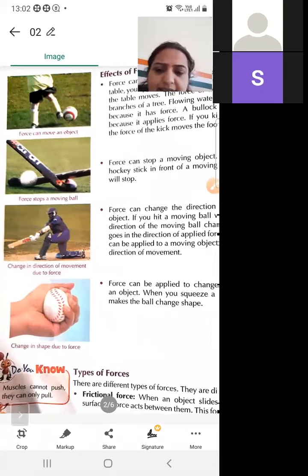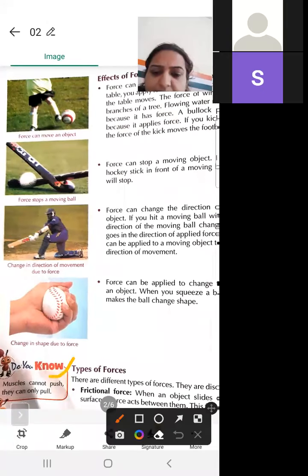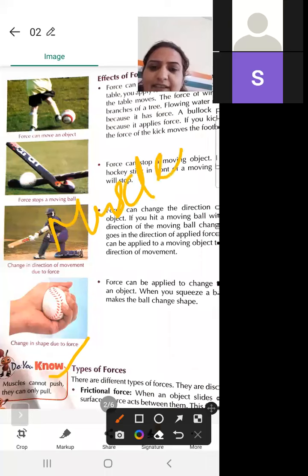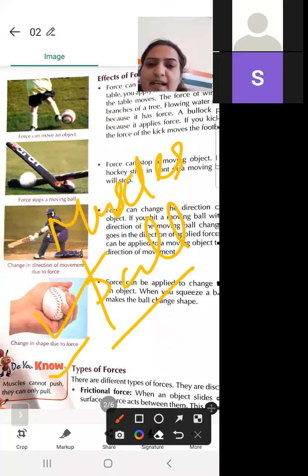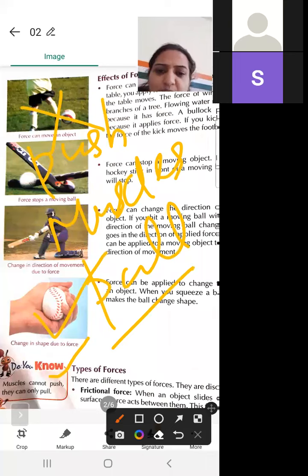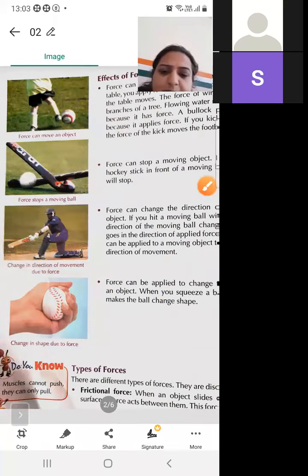Next, do you know? Muscles cannot push, they can only pull. We cannot push muscles; we can only pull. Muscles cannot push, we can only pull.